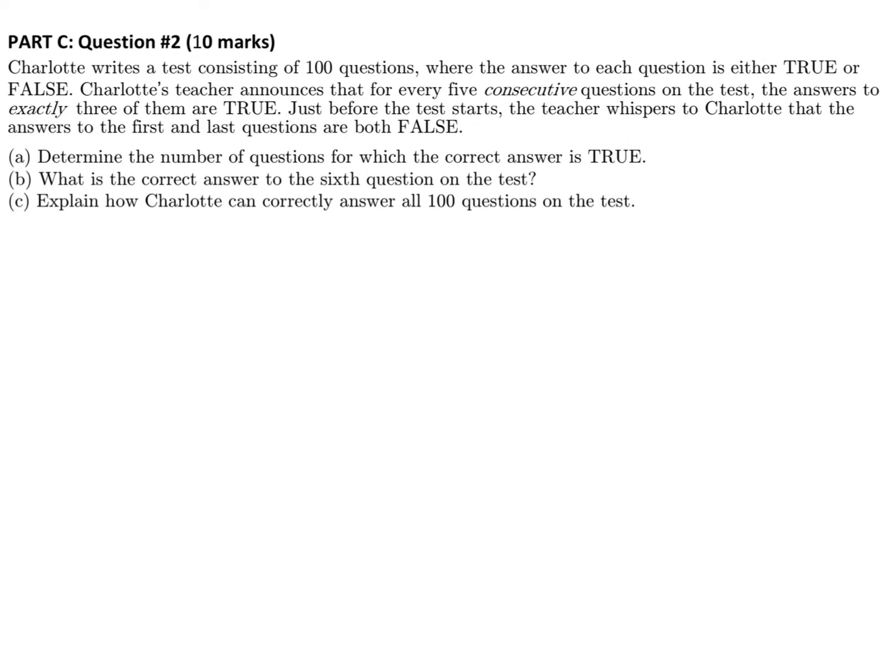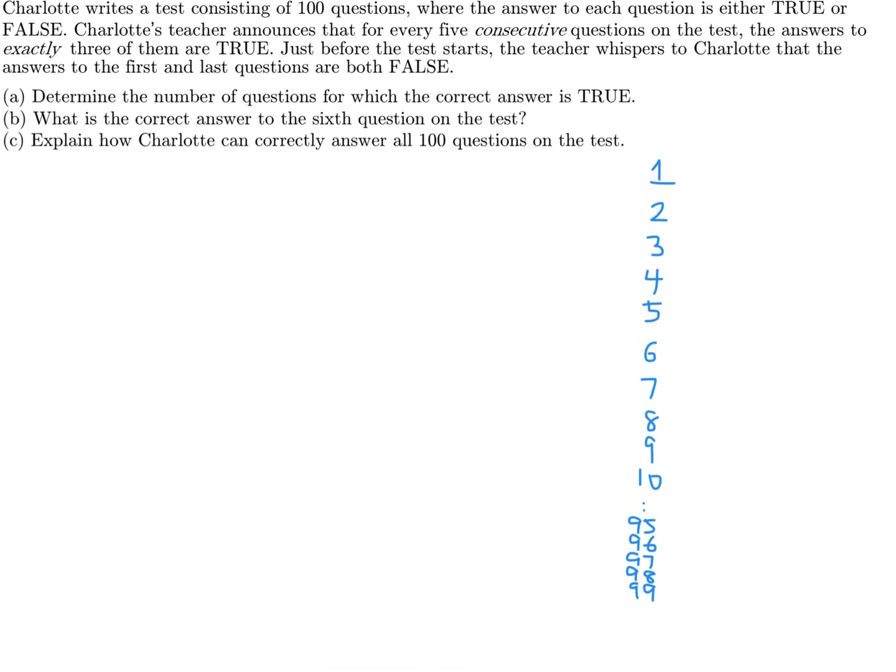Okay. Well, let's say you have question number 1, question number 2, 3, 4, 5, like that. And then question number 6, 7, 8, 9, 10. And then eventually, dot, dot, dot, you're going to get down to the very last ones, which would be 95, 96, 97, 98, 99, and 100, right? Because there's 100 questions.